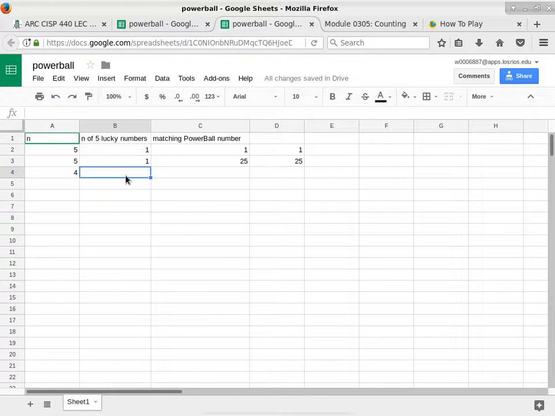Yep, go ahead. Is the Powerball number the 5th number? The Powerball number is entirely different, so don't take that into consideration here. We're only dealing with the lucky numbers. There are 5 lucky numbers. We want to match 4 out of those, out of 69 choices, correct.